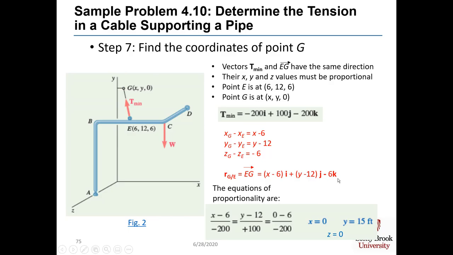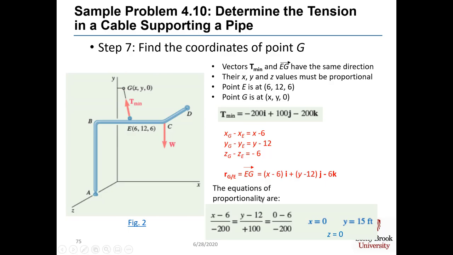But because that vector is parallel to the vector T sub min, we know that x minus 6 is to minus 200 as y minus 12 is to plus 100 as minus 6 is to minus 200. And we set that equation up. From this equation, we can calculate a value for x and a value for y. Well, x is 0 because x minus 6 over minus 200 has to equal 0 minus 6 over minus 200. So x has to be 0.